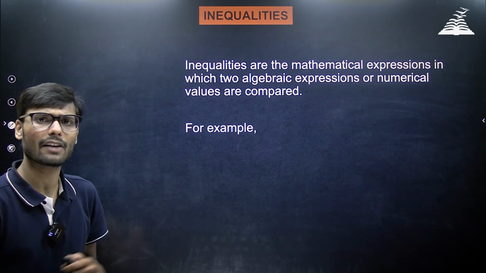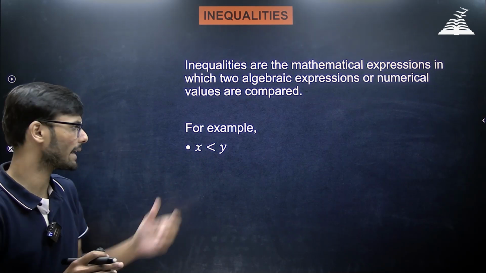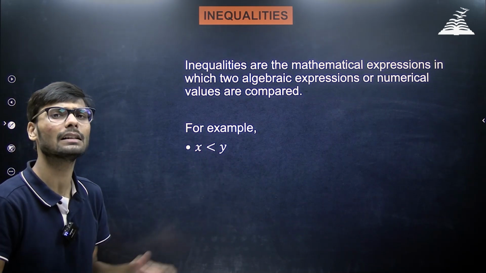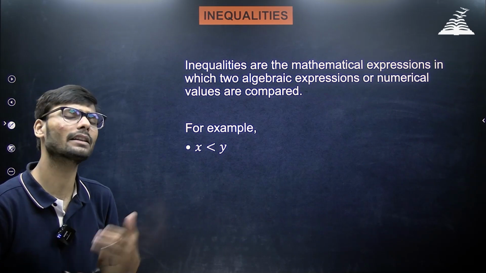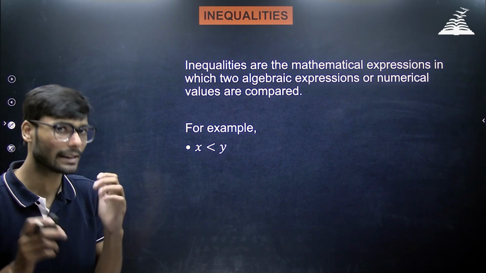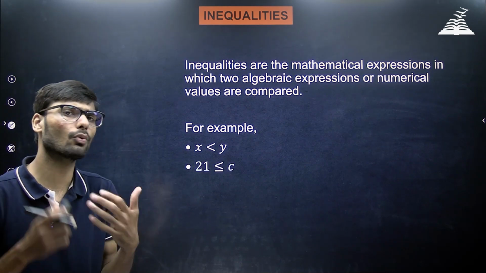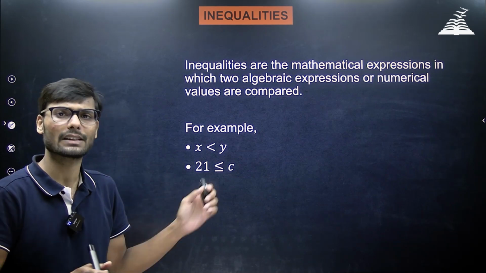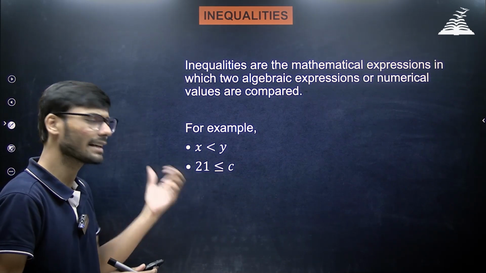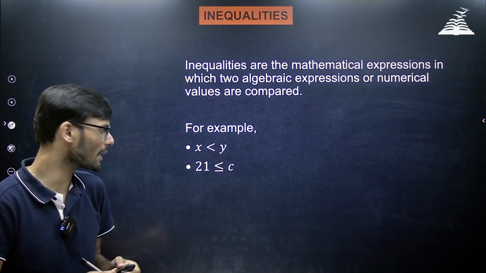So here we have examples: x less than y. So that's an inequality. x is a variable, y is a variable. This here is an inequality that involves two variables. Both the terms are linear. Next one, 21 is less than or equal to c. Now this is another inequality. One side involves a numerical expression, the other side involves an algebraic expression.